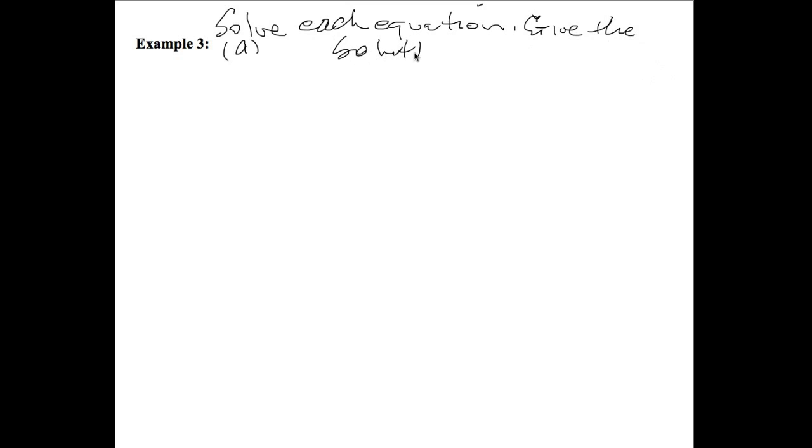Right, so we'll break this into 2 examples. Let's do part A. Let's suppose I want to solve each equation, and give the solution again to the nearest thousandth. All right, so here's part A.